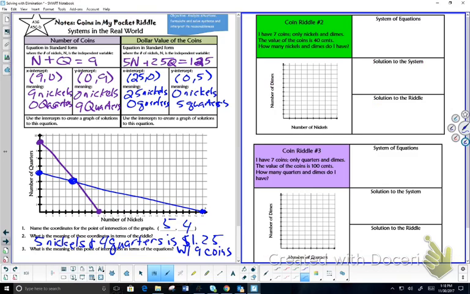Okay, so let's try another riddle. I've got 7 coins, nickels and dimes this time. They have a value of 40 cents. How do we want to write it? Nickels and dimes, we could do N and D.